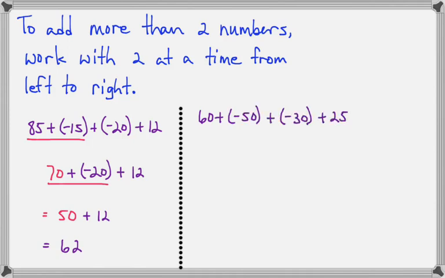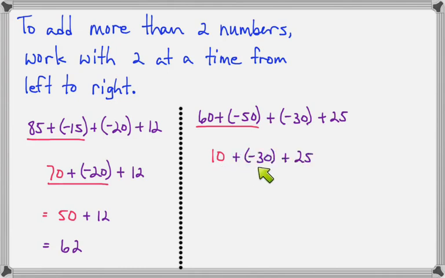Let's try a different one. 60 plus negative 50 plus negative 30 plus 25. So here I've got, just going left to right, positive 60 plus negative 50. They're different signs, so I'm going to get the difference between them, which is 10, and the positive number is the larger one, so it'll be a positive 10. Keep the rest of the problem the same.